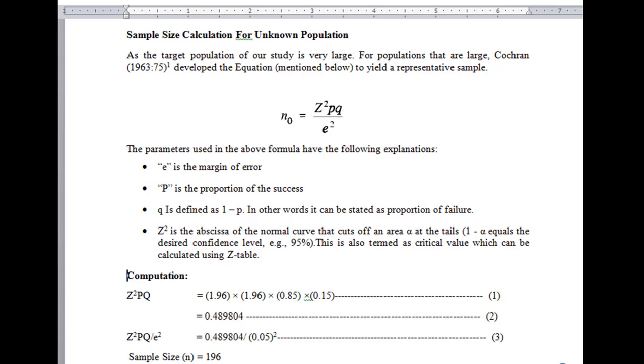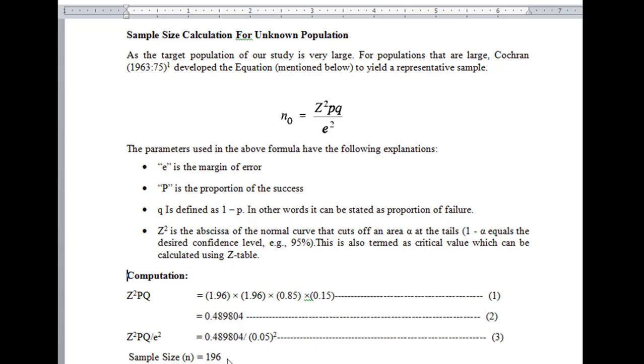P is the proportion of success. It's also called the prevalence factor. Q is 1 minus P, or we can say the proportion of failure. And E is the margin of error. We have tried to explain this formula with a live example. Here we have taken an example where we're using the 95% confidence interval, 5% margin of error, and 0.85 as the prevalence factor. When we put all these values in the formula given above, then the sample size is estimated to be 196.